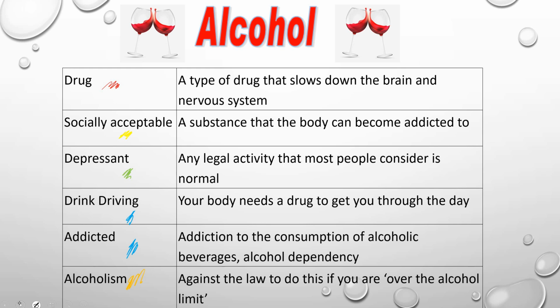Okay, so we should have the correct answers. This one, a drug, is a substance that the body can become addicted to. Socially acceptable is any legal activity that most people consider is normal. Depressant is a type of drug that slows down the brain and the nervous system. Drink driving is against the law to do this if you're over the limit. Addicted, your body needs a drug to get you through the day. And alcoholism is addiction to the consumption of alcoholic beverages, and it's sometimes called alcohol dependency. In other words, you become dependent on the alcohol to function.